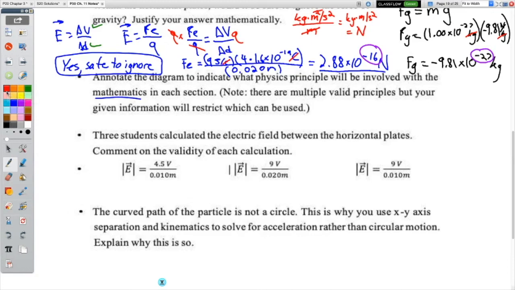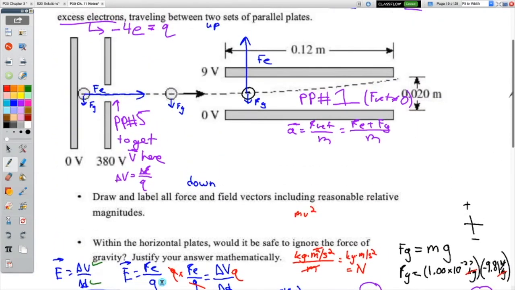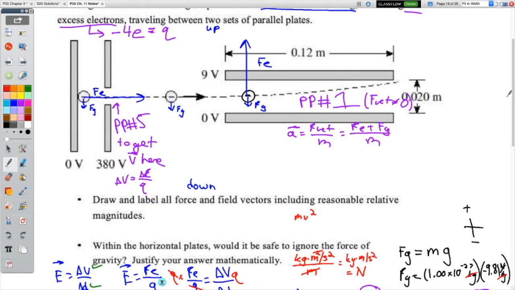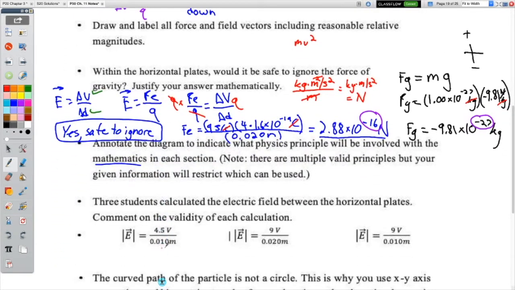Okay, let's look at the first one. So they said the electric field magnitude was equal to 4.5 volts over 0.01 meters. So let's go look at our diagram and see where they are pulling these numbers from. We look here, 4.5 volts. Okay, well, the entire voltage is 9 volts. So they're talking about half of the voltage, half of the potential difference. Okay, nothing wrong with that so far, as long as, let's look at their distance.